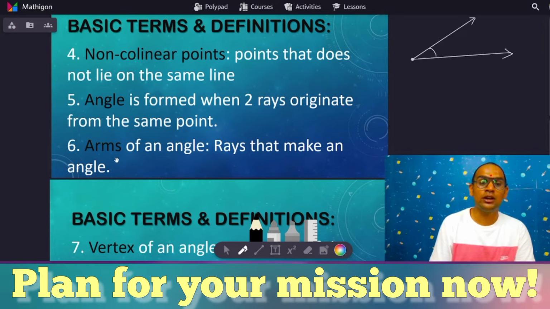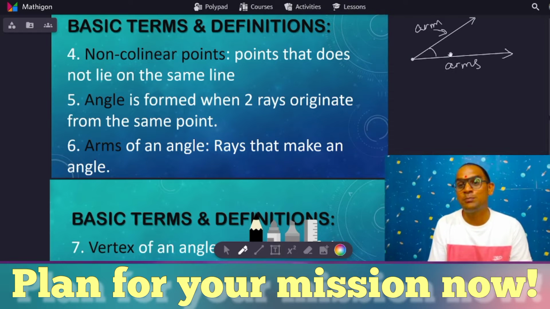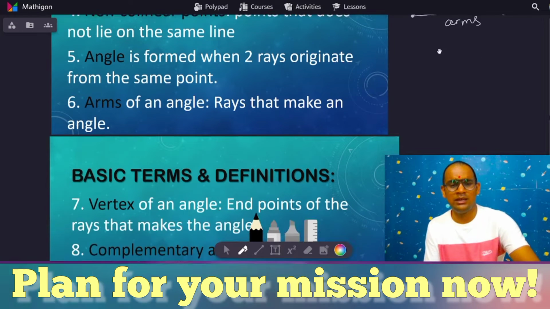Now then, something called arms of an angle. Now the rays which make an angle, they are called arms. So these are arms, and this is also an arm. Okay, although they are also called rays, once they have formed an angle, they are now called arms of an angle. These are little basic definitions.